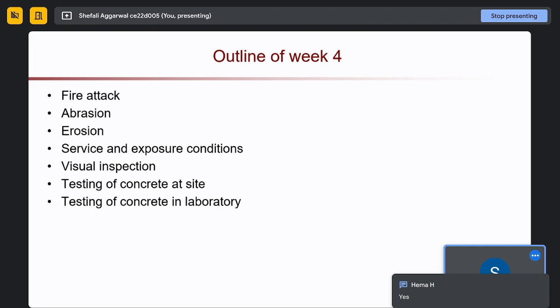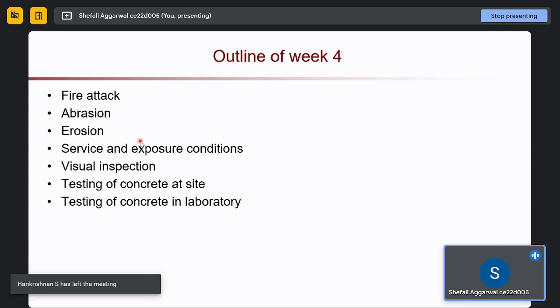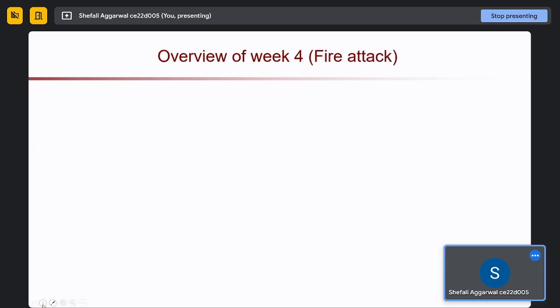Okay. So first you might have completed the module on deterioration methods, and there you might have studied about fire attack, abrasion and erosion. Then you might have studied the next module, where you studied about the service and exposure condition, visual inspection, testing on concrete at site and in laboratory. So the first thing you might have studied is the fire attack.